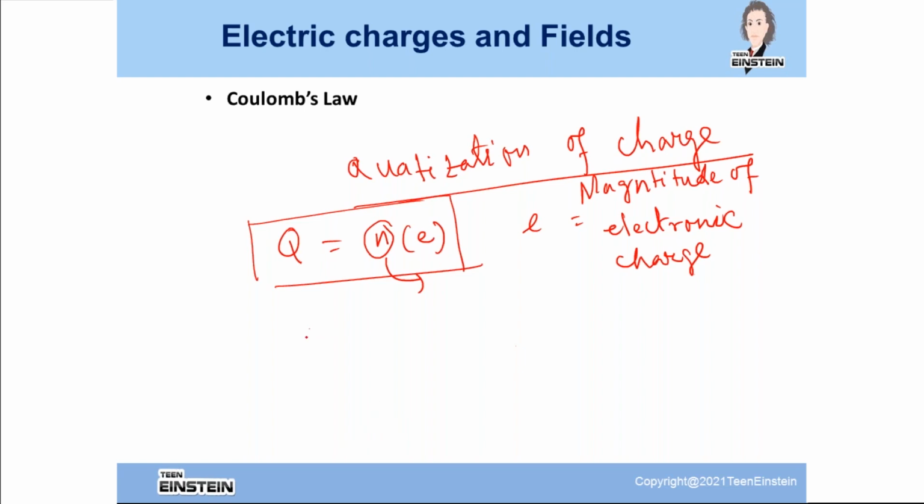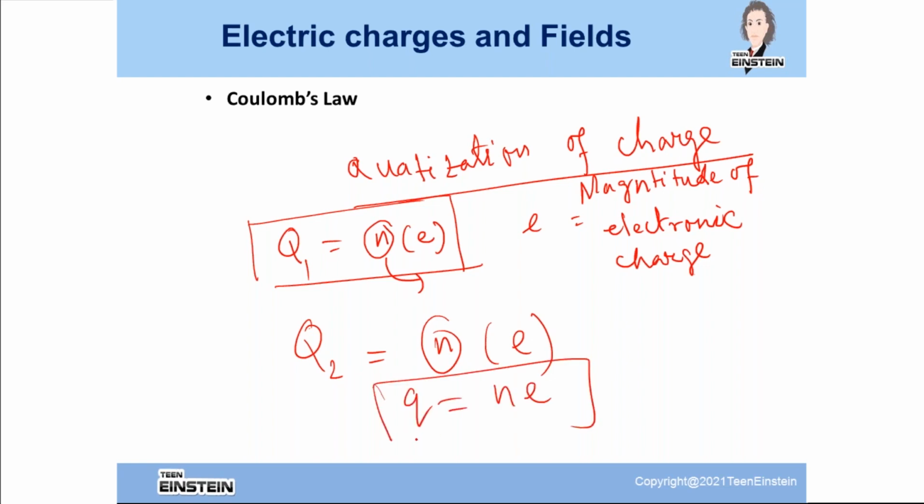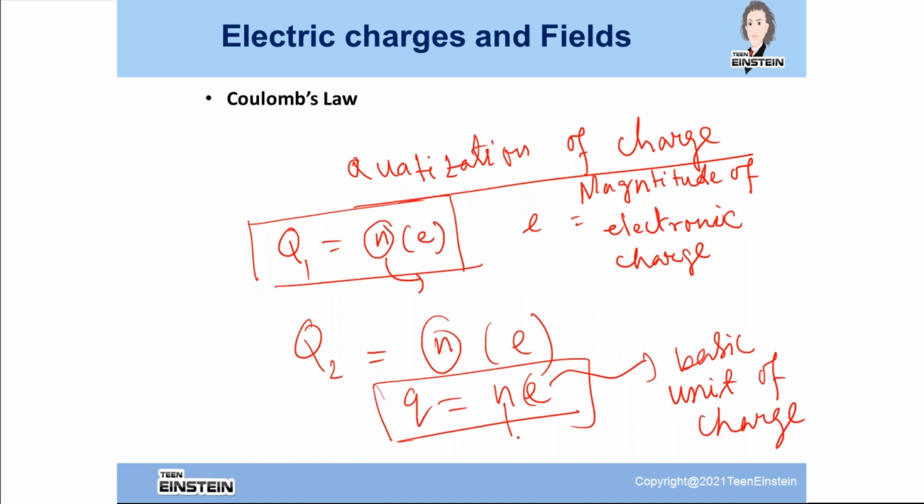So any amount of charge, q1, q2, I can write in terms of an integral multiple. This is an integer number into the basic unit, that is e. So charge is q, and in your book it is written q is equal to ne. That means e is the basic unit of charge, and n is an integer number. Any amount of charge you can express in this way.